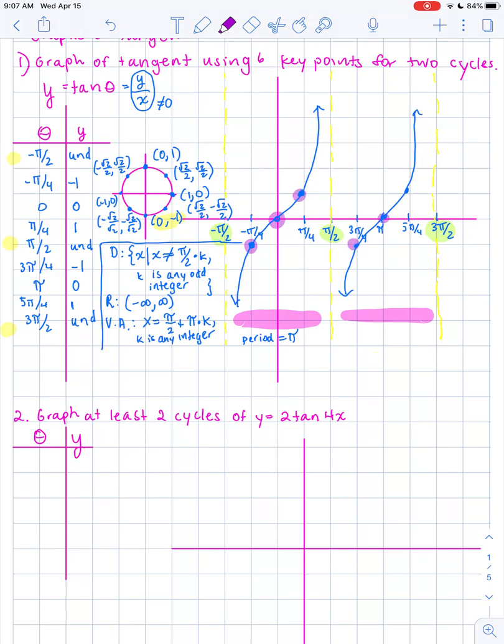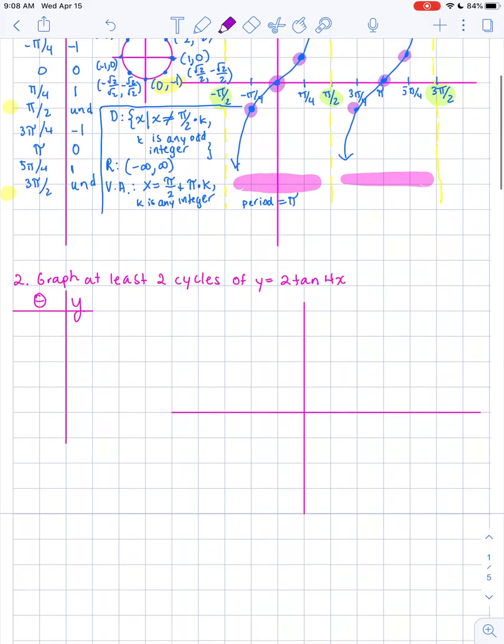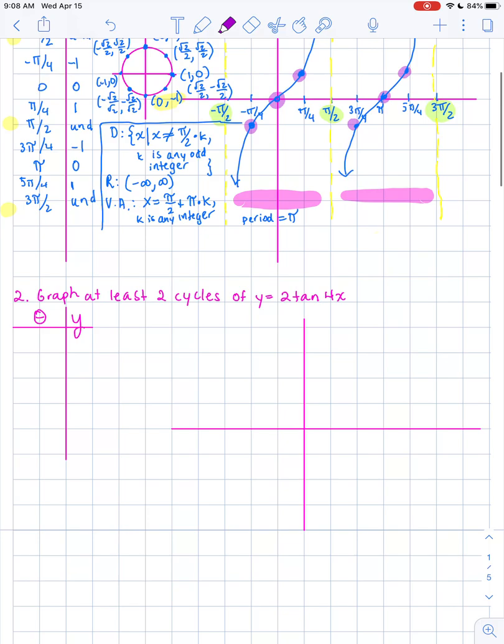And that occurs in cycles, so we can repeat the cycle if they want us to graph 2 cycles. The important thing to keep in mind is that the period is pi. So we want to make sure that when we go to graph the next function, we are keeping that in mind, and that the period might be adjusted.